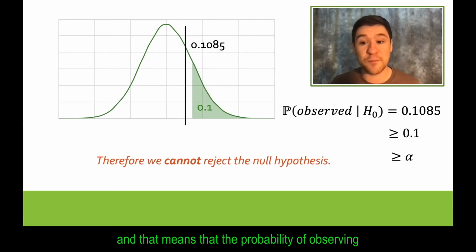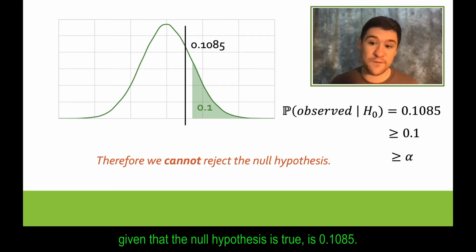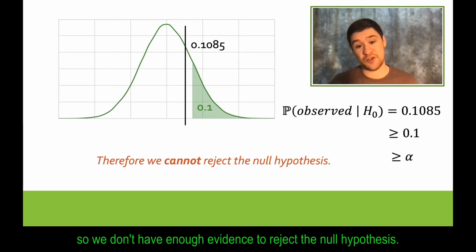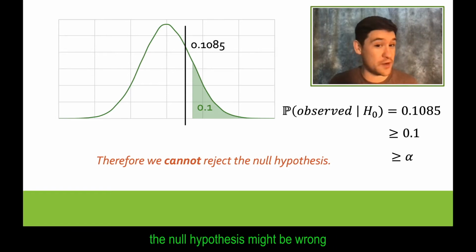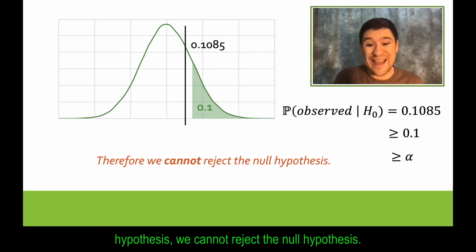And that means that the probability of observing those 7 grades that we got, given that the null hypothesis is true, is 0.1085. Now that's actually bigger than 0.1, which is bigger than our alpha level, so we don't have enough evidence to reject the null hypothesis. What we saw wasn't extreme enough to go, the null hypothesis might be wrong. Therefore, we don't have enough evidence to reject the null hypothesis. We cannot reject the null hypothesis.